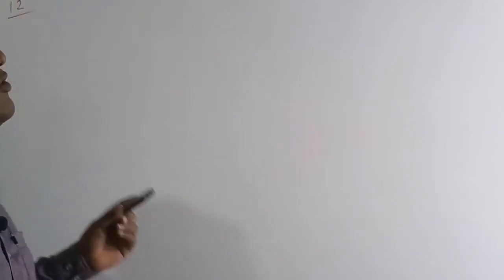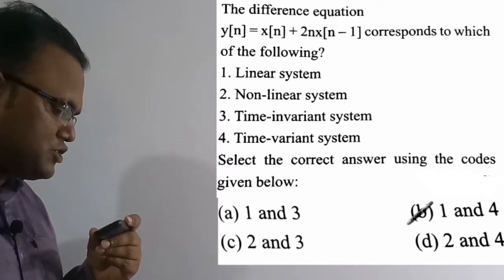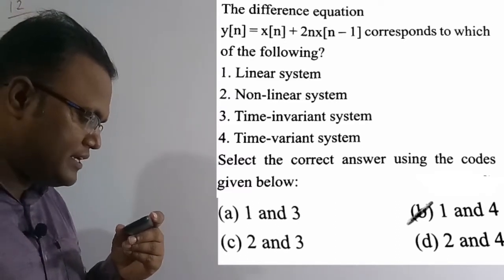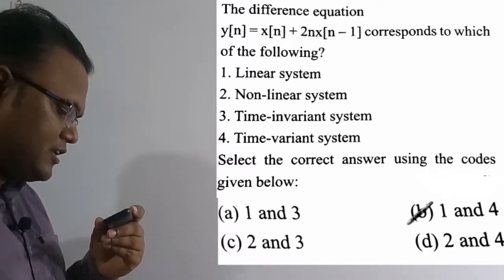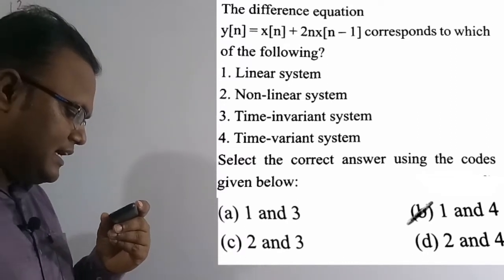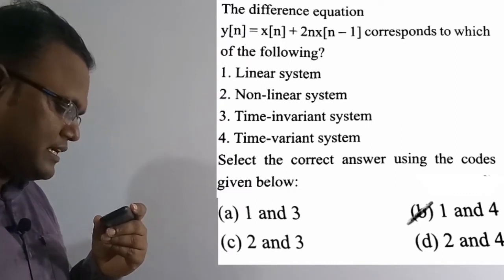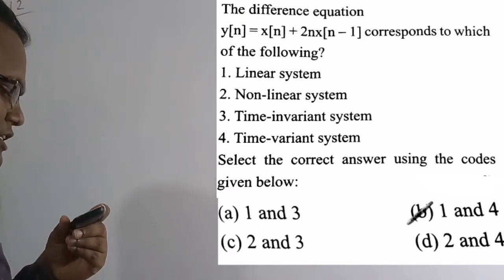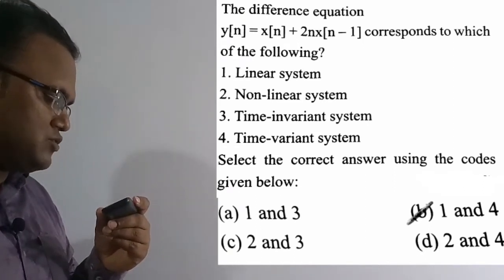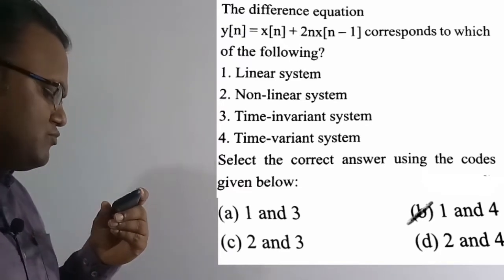We are going to solve the 12th question. See the question here. The difference equation y of n is equal to x of n plus 2n into x of n minus 1 corresponds to which of the following? 1, linear system; 2, non-linear system; option 3, time invariant system; and 4, time variant system. Select the correct answer using the codes given below. So out of the 4 options, option B, 1 and 4, is the correct solution of this question. Means this system is a linear system and also it is a time variant system.